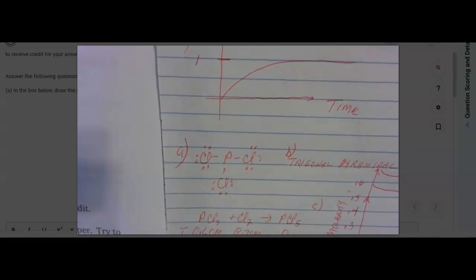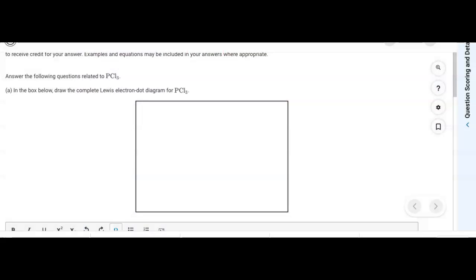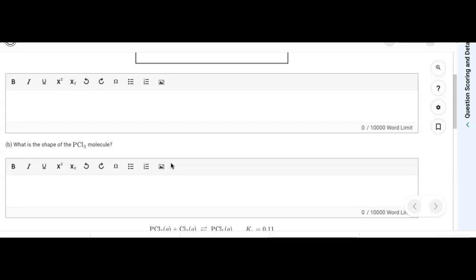And then it asks, what is the shape of that? When we talk about shape, we're talking about molecular geometry. Whoops, we're missing a pair of electrons in there, so let's throw that in there. Okay, that's the Lewis structure. And because of that non-bonding pair, it is a trigonal pyramidal geometry. All right, go back to the question. So there's A and B.